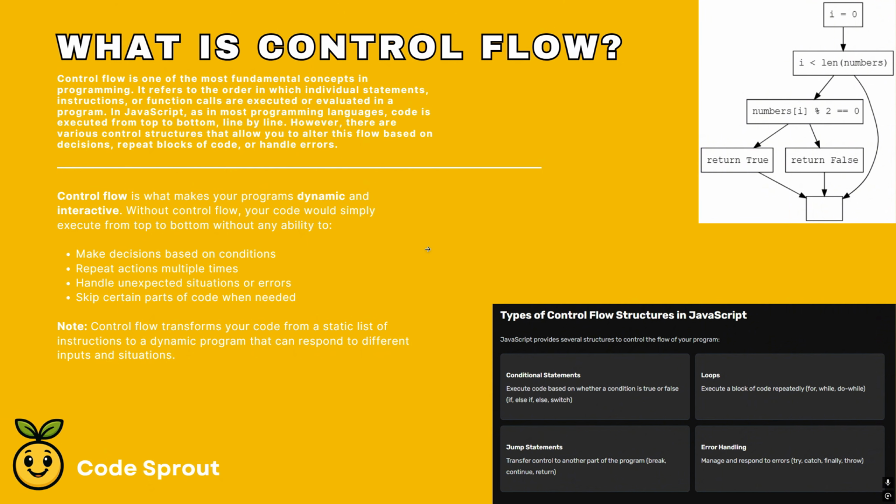Without control flow, your code would simply execute from top to bottom without any ability to make decisions based on conditions, repeat actions multiple times, handle unexpected situations or errors, and skip certain parts of the code when needed. It's important to note that control flow transforms your code from a static list of instructions to a dynamic program that can respond to different inputs and situations. The main types of control flows in JavaScript are conditional statements, loops, jump statements, and error handling.